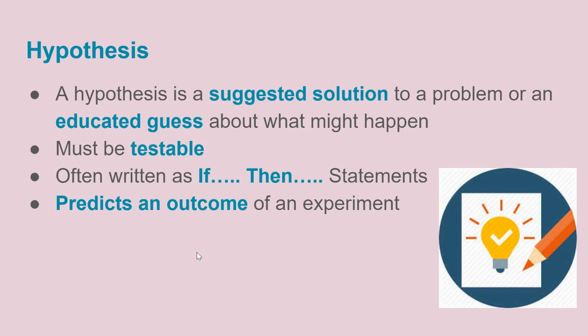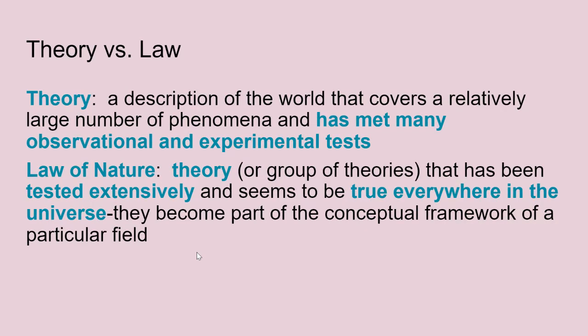So once you've made a hypothesis, you are going to test it. And if you test it and your hypothesis continues to show the same results in an experiment, then eventually you're going to create a theory. A theory is basically a description of the world or a set of hypotheses that relate to one topic and have met observational experimental tests, which means that basically you've tested the same hypothesis or set of hypotheses over and over and over again, and now you have a theory.